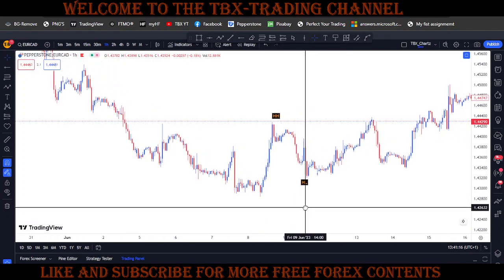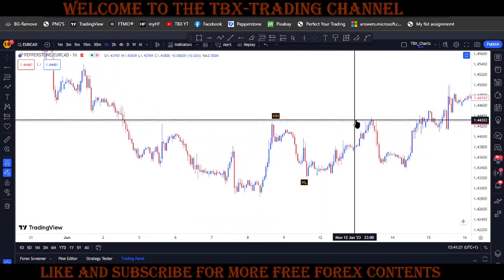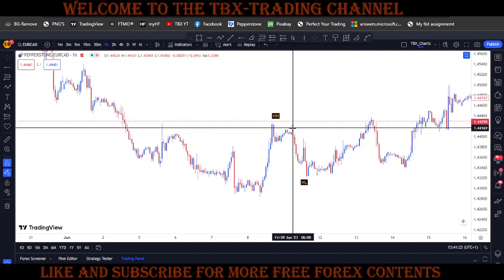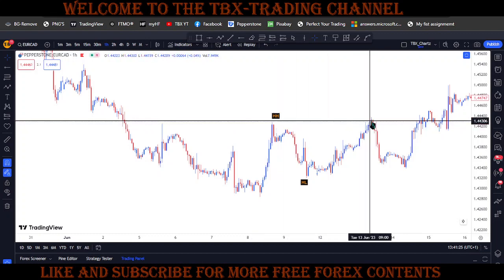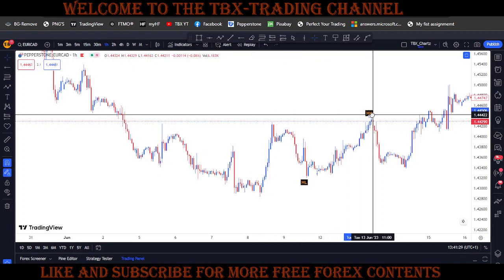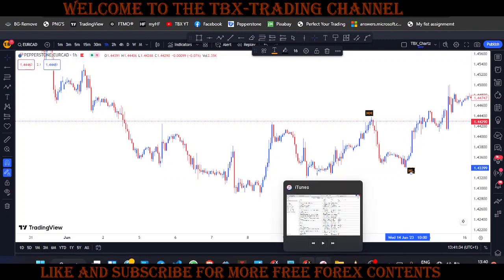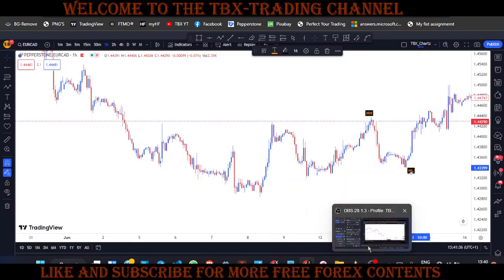So let's continue moving. If you put this at this high here, then boom, price broke this high right here. Then this is going to be the new higher high, and this is going to be the new higher low.